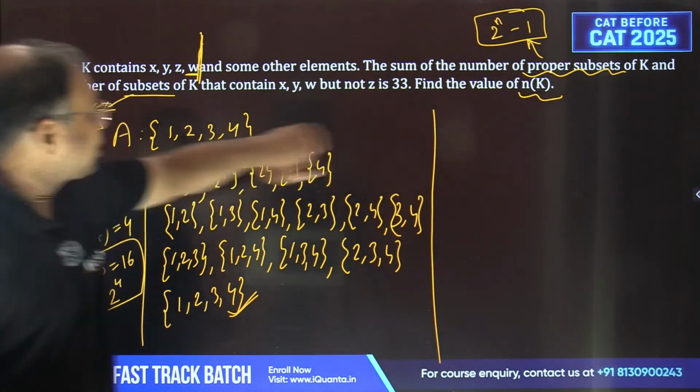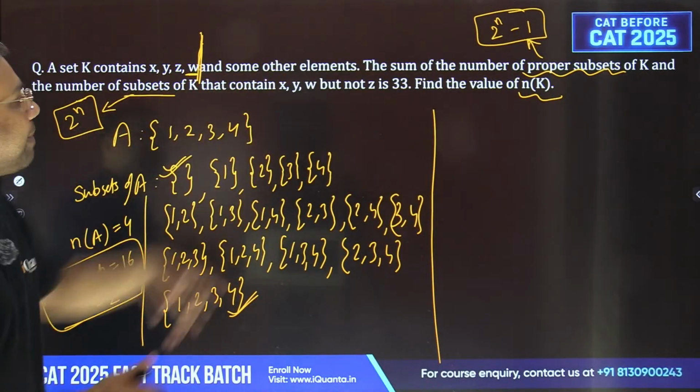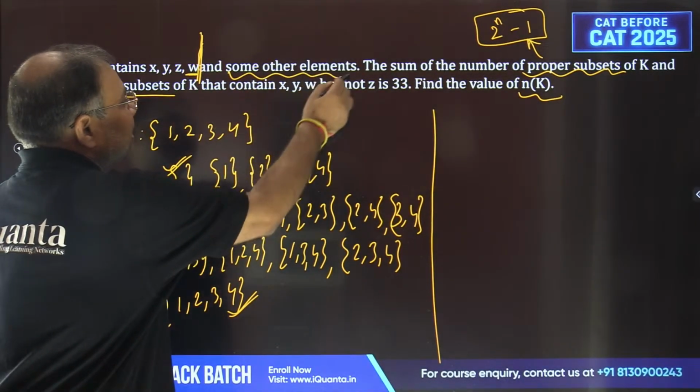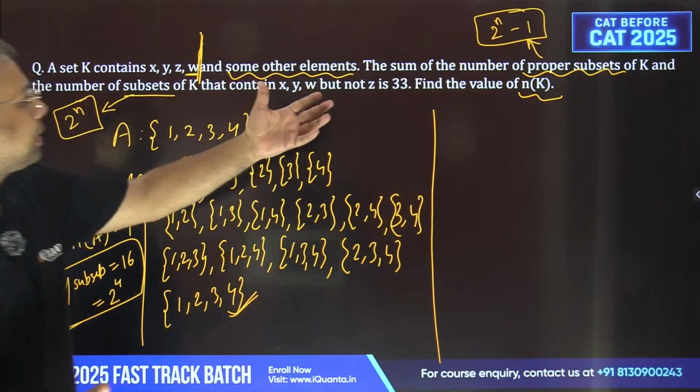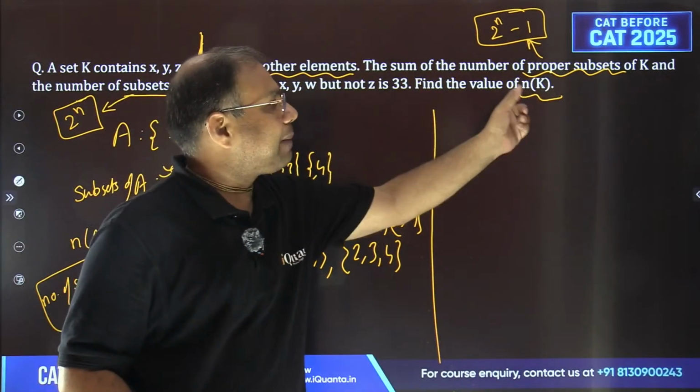Okay, let's come to the question now. It says a set K contains X, Y, Z, W and some other elements. So basically, I need to identify these some other elements. कितने और elements हैं? And that is the final question basically. Find the value of n(K), that is the number of elements in set K.